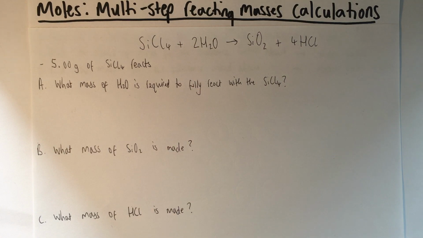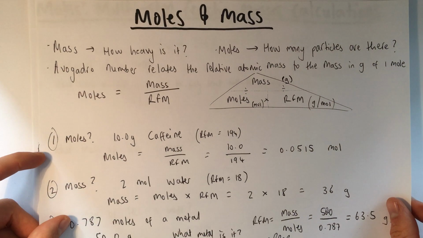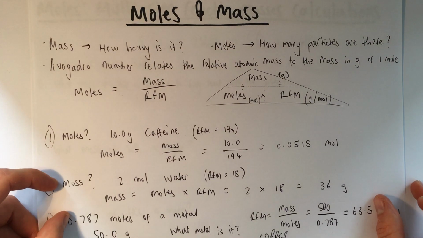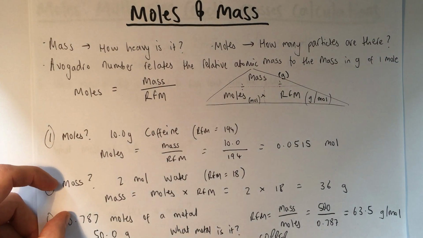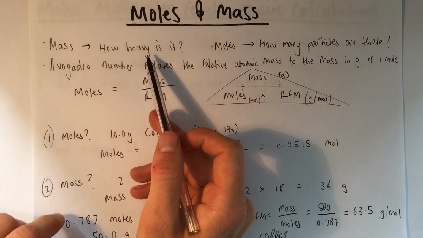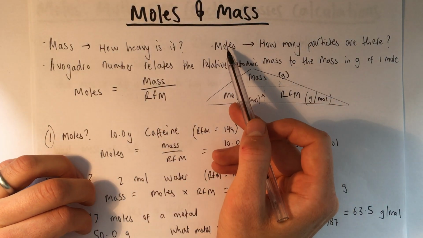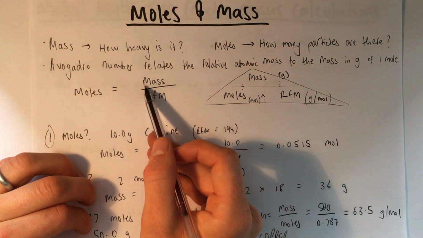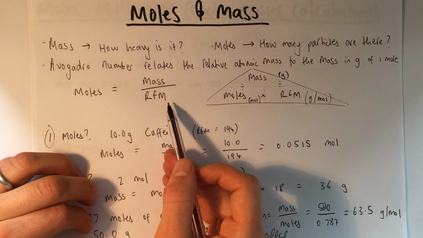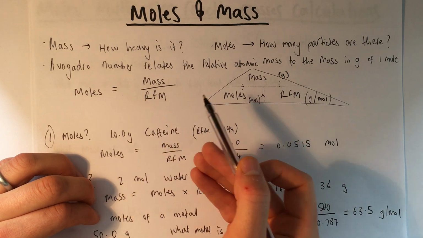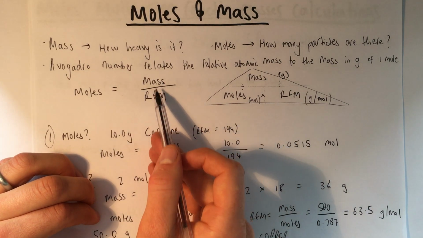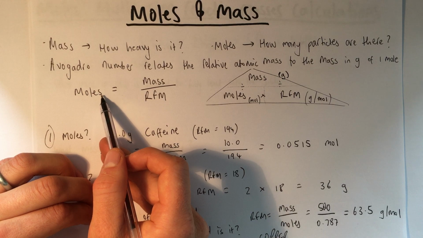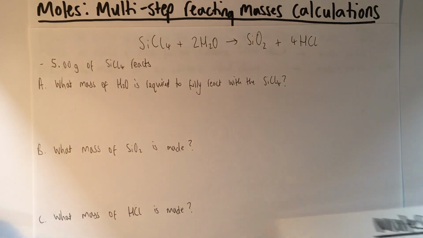Okay, so we need to understand the principles we've learnt so far, which is if we know the mass of something, we can know the number of moles of it because they're related to each other. So the mass is to do with how heavy something is. The number of moles is to do with how many particles there are in it. And if we've been told the mass of something, we can work out the relative formula mass using the periodic table, and then we can divide them to work out the number of moles. So that's the first thing we need to be able to do.